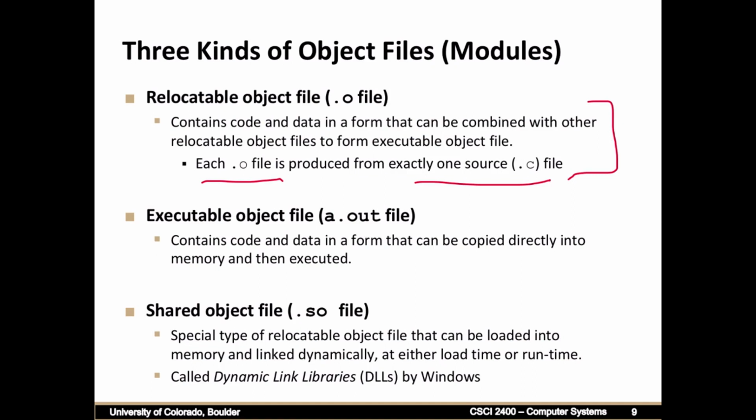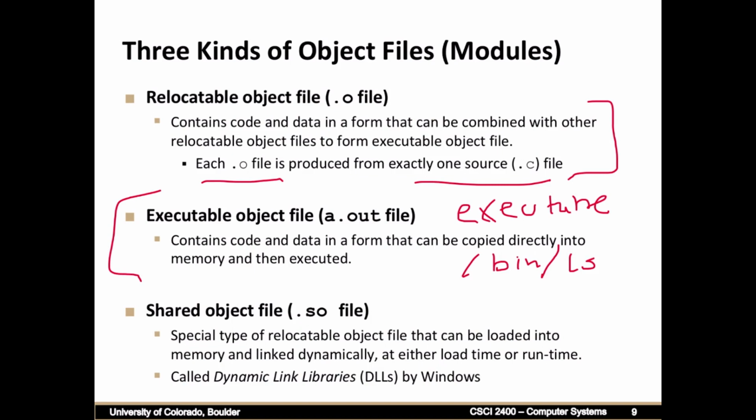Then there's an executable object file. This is often called an a.out file. It contains the code and data in a form that can be copied directly into memory and then executed. So this is basically what an executable file is. When we look at a program, for example, let's say /bin/ls, which is the thing that lists directories, that would be an a.out file or an executable file.